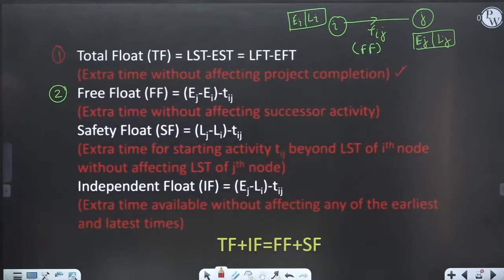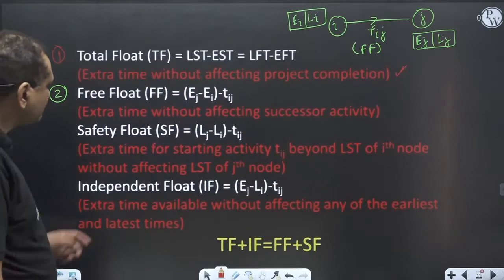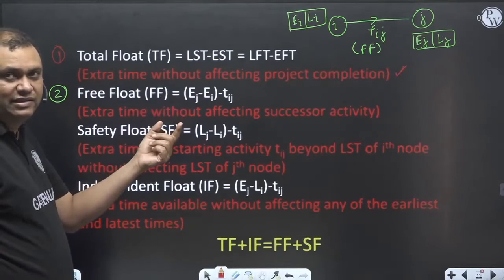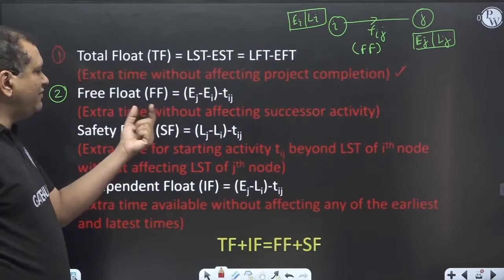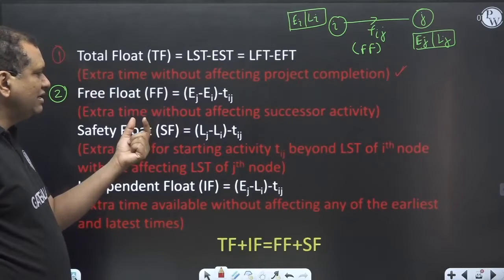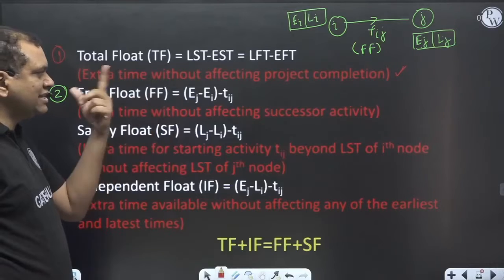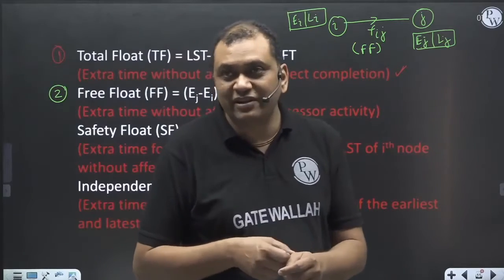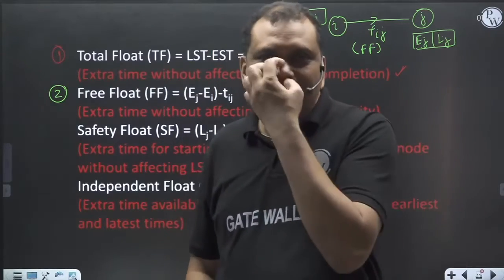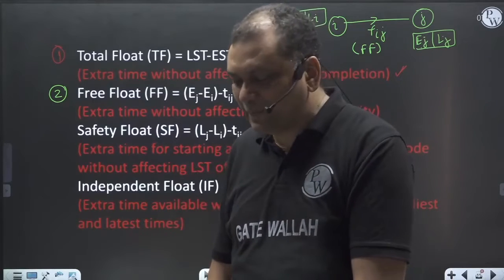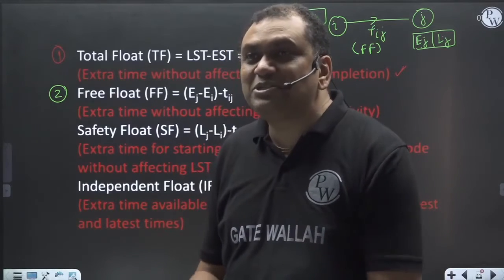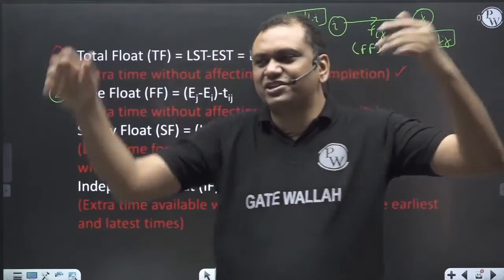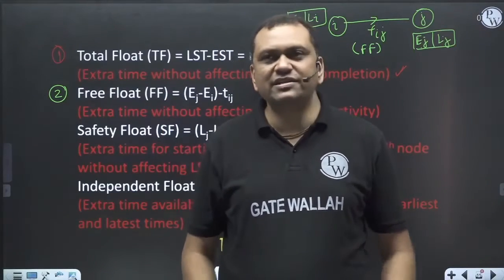Now, what is the free float? It is the extra time available with any activity without affecting any of the successor activity. I will give you one example. I told you in the beginning that I will give the example of construction of the building. So let us say the project is the construction of this building.